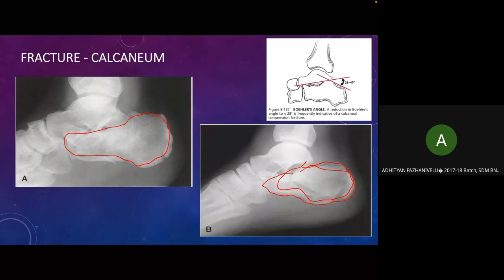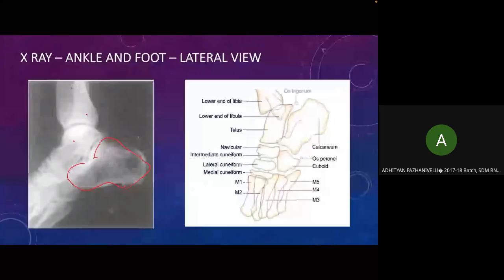One more important thing when you decide on the calcaneum is Bohler's angle. What is Bohler's angle? Bohler's angle is a line drawn like this, and this angle is known as Bohler's angle.